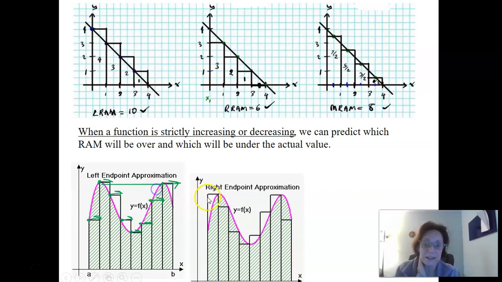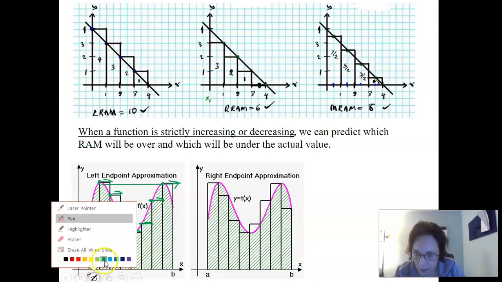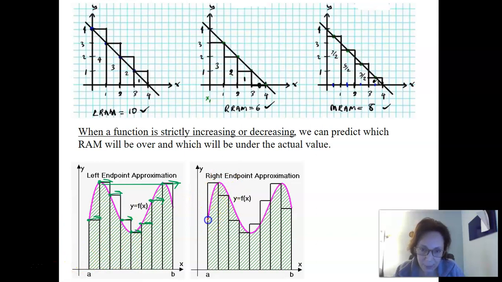Okay. Now contrast that with the right endpoint approximation, the RRAM. Again, they look very similar. You still have some that are too big and some that are too small, but it's been a switcheroo now, right? So on this first interval, instead of lining up on the left, on the low point, like we did over here, we're now lining up on the right. And on this particular interval, the right is the high point. So I'm going to get an over.